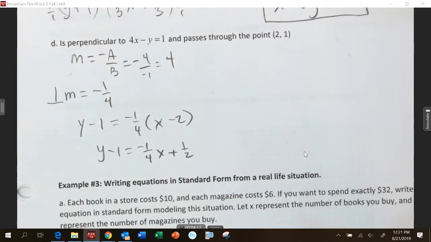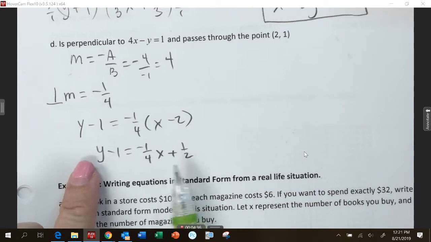Okay, and I did my next step without even asking you guys, sorry, because it's habit. I went and distributed. I couldn't help myself. I'm trying to get to standard form. At this point, do you like fractions? No, we don't. And we can't have fractions for standard form either.